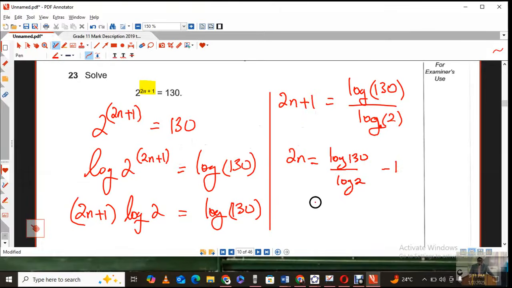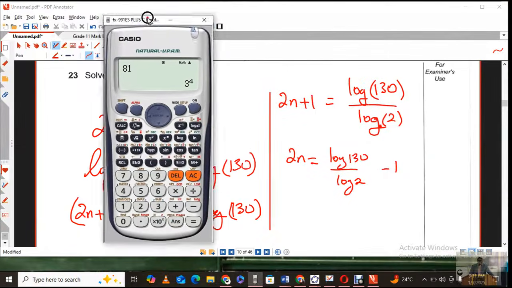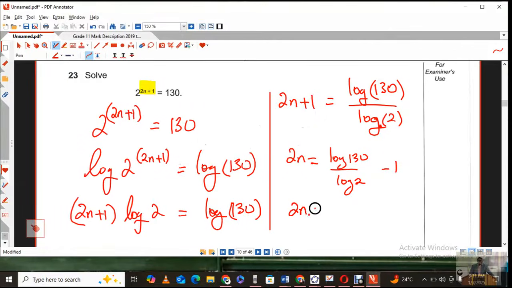I'm going to take away 1. So I'm going to go ahead and use my calculator now, since it becomes a little bit too much. So I'm going to say, okay, log of 130 divided by the logarithm of 2, whatever that answer is, and I'm going to take away 1 from that, minus 1. Of course, it'll give me 6.022. So I'm going to have 2n is equal to 6.022.